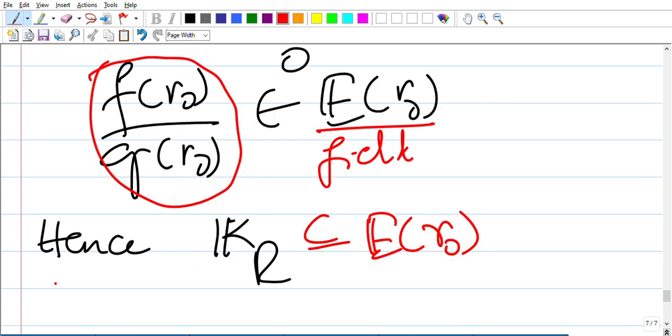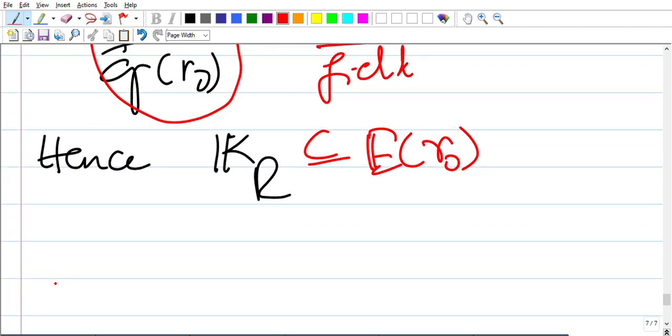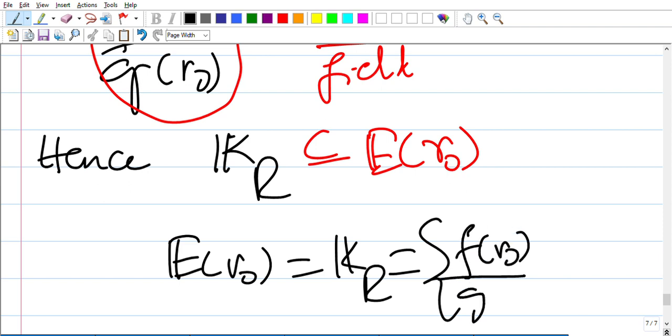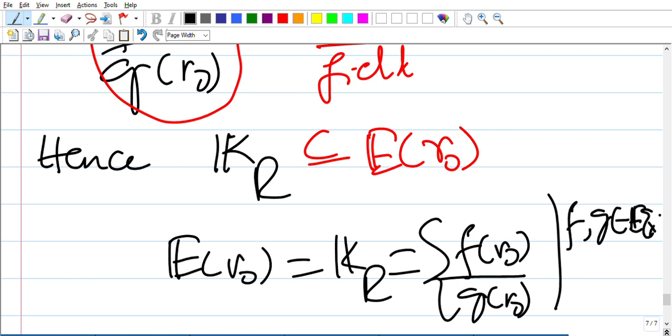So thereby, elements of E(r naught) are exactly those of K_R. And what are these? These are of the form f(r naught) divided by g(r naught), where f and g are polynomials whose coefficients come from E, and g(r naught) is not equal to 0.